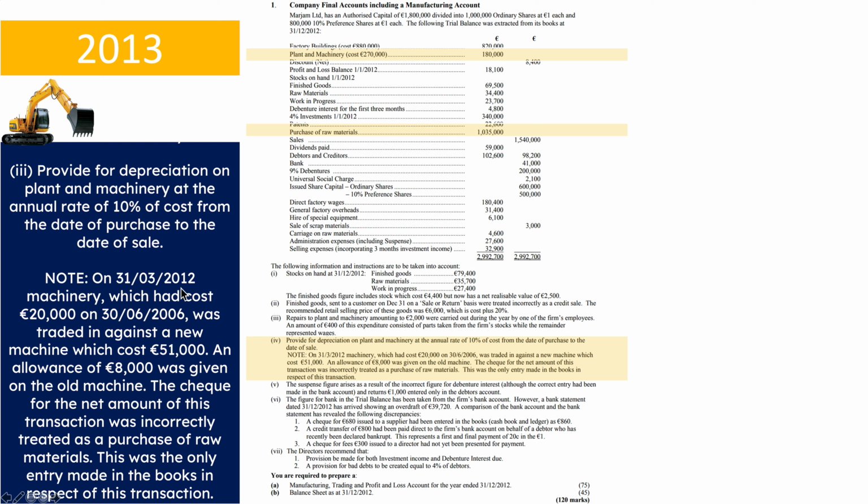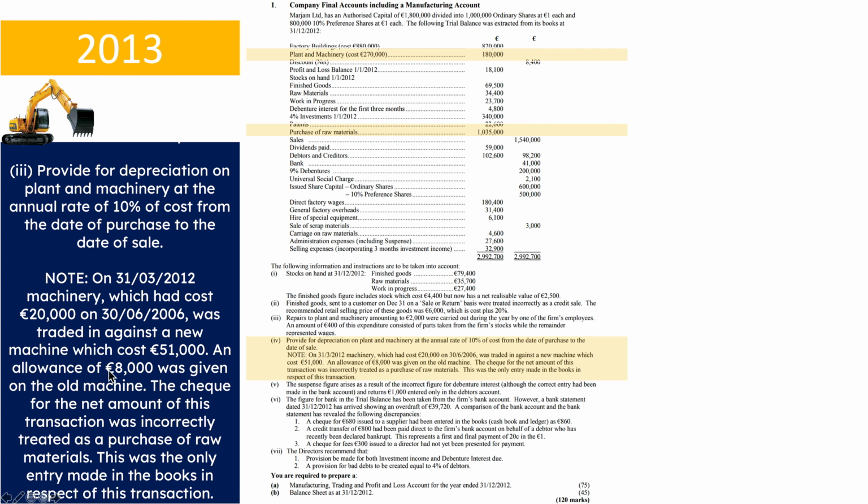Note, on the 31st of the 3rd, 2012, machinery which had cost 20,000 on the 30th of the 6th, 2006 was traded in against a new machine which cost 51,000. An allowance of 8,000 was given on the old machine. The cheque for the net amount of this transaction was incorrectly treated as a purchase of raw materials. This was the only entry made in the books in respect of this transaction.